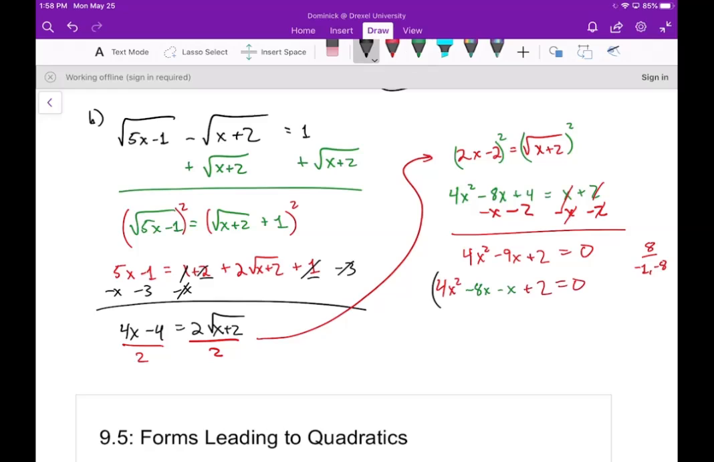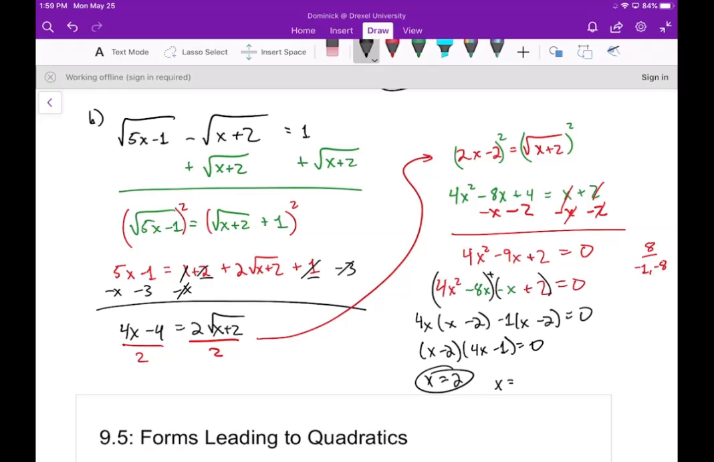So if we factor by grouping, we're going to get a 4x taken out of here, so x minus 2. Factor in negative 1 so we can get x minus 2 here. So we get x minus 2 times 4x minus 1. So we get x is equal to 2, and x, once we add 1 and divide by 4, x is 1/4. So now we have to check.